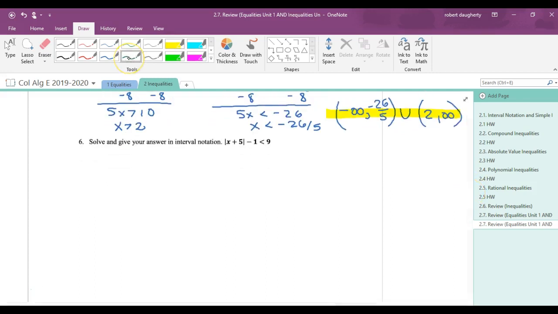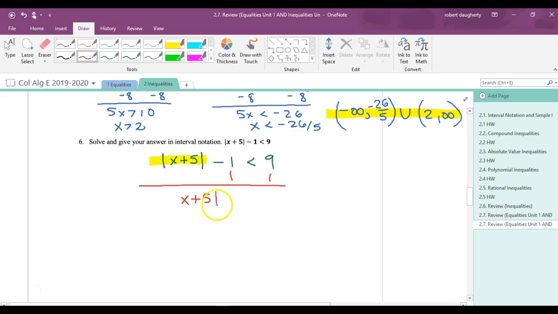Let's look at the next one here. Absolute value of x plus 5, minus 1, less than 9. What I want is for the absolute value to be all by itself. In order to get that to happen, I add 1 to both sides. So the absolute value of x plus 5 is less than 10.